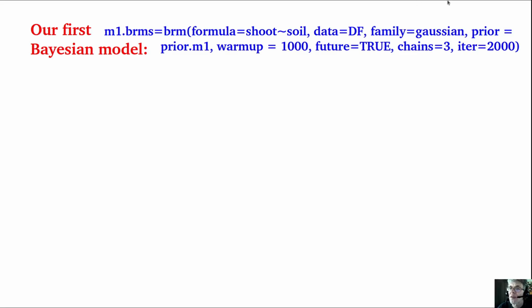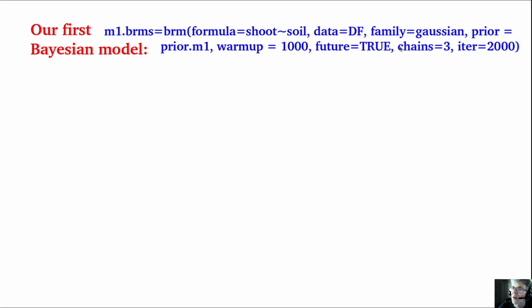Future equal true is a way of indicating that we want to parallelize the calculations, which means that part of the calculating effort will be sent to the different processors that you have in your machine. This is sort of irrelevant for this very small data set, but for complex models it may have some interest. Here we are saying that we are going to use 3 chains.